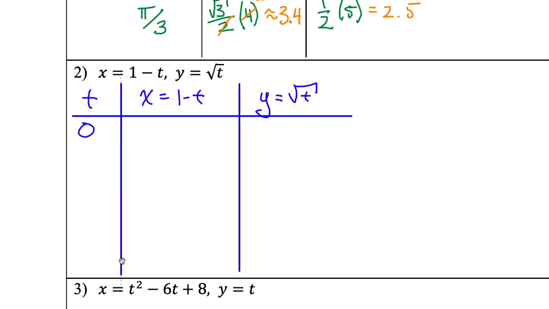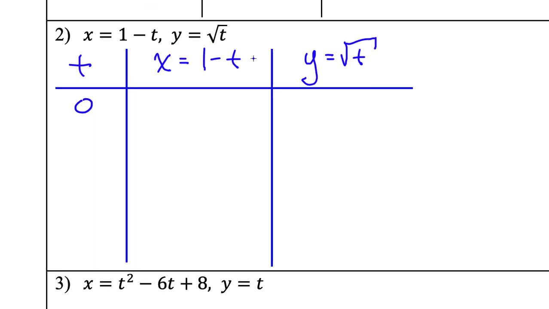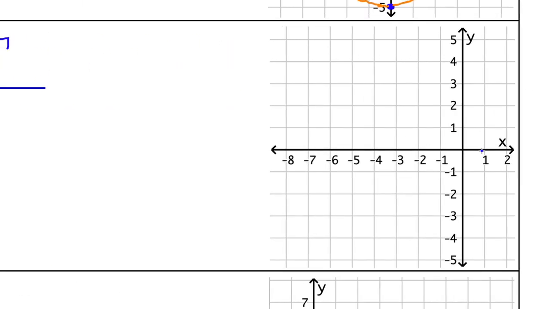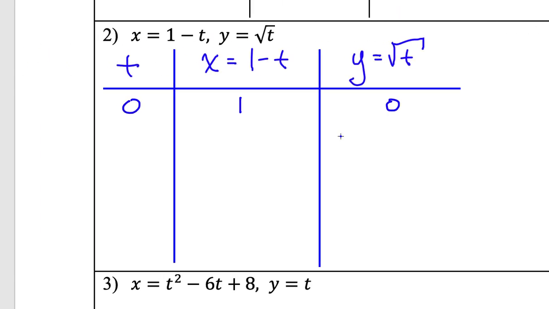And there as well. So x is 1 minus 0. 1 minus 0 is 1. And then this is the square root of 0. And there we go, 1 comma 0. So 1 comma 0 is right here.